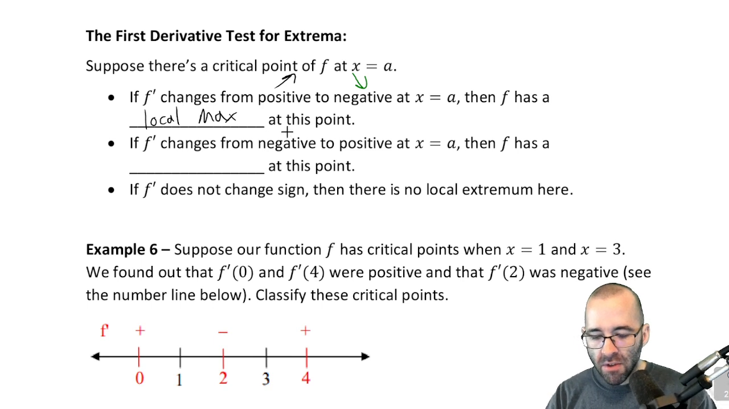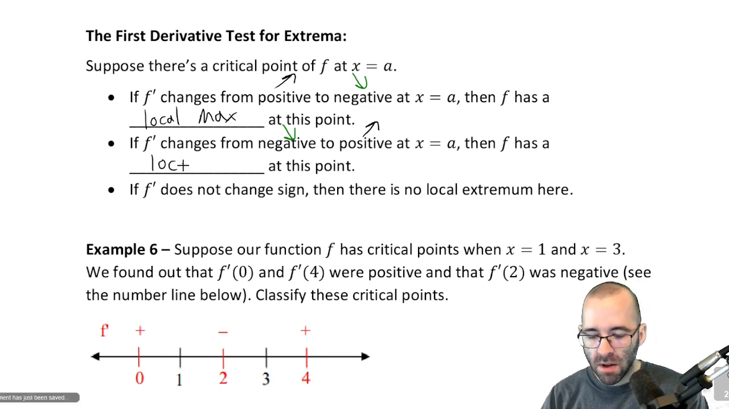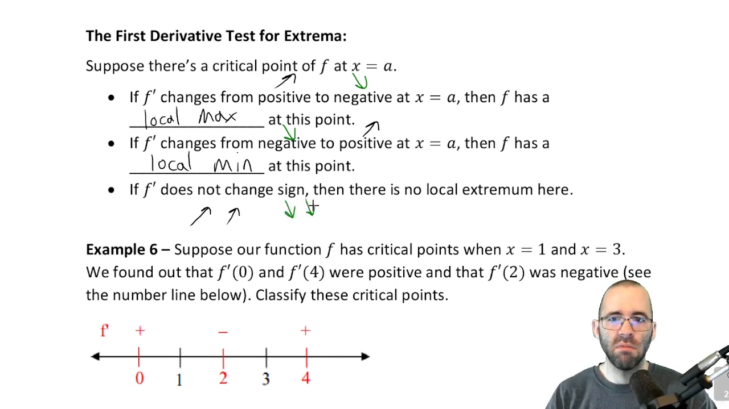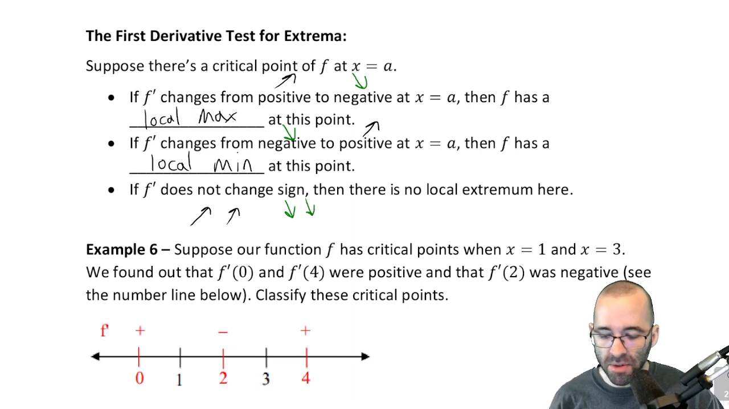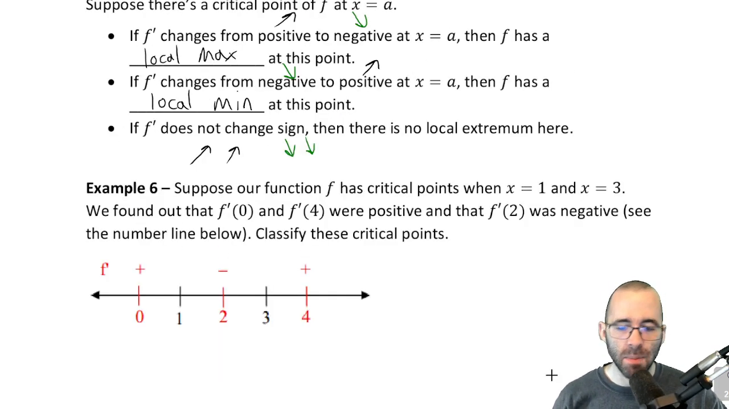And similarly, if the derivative goes from negative, downhill, to positive, uphill, then we have a local minimum. And if it doesn't change sign, so if it goes uphill and then more uphill, or downhill and then more downhill, well, there's no local extremum there. No local max and no local min. That's the first derivative test. We can look at it in a couple different ways. We'll introduce it with this example, and then we'll do a more typical example in the next video.